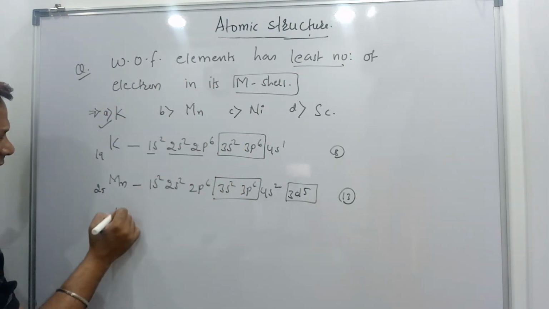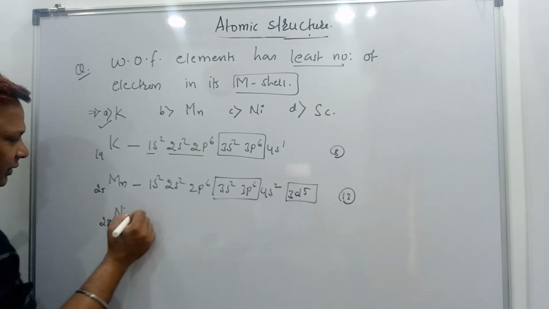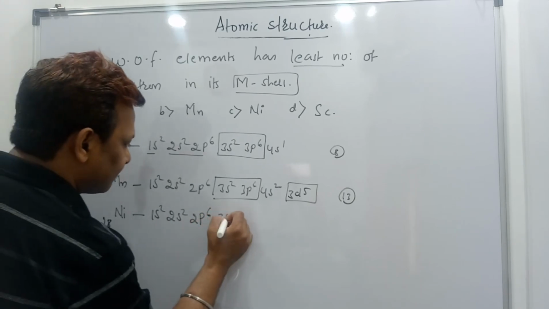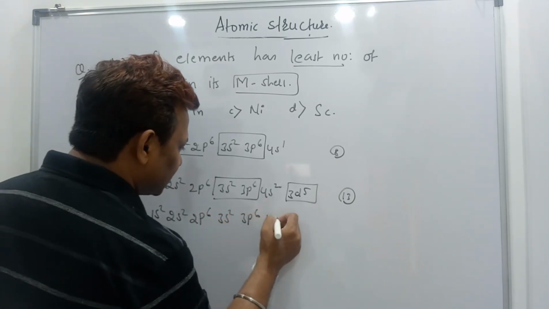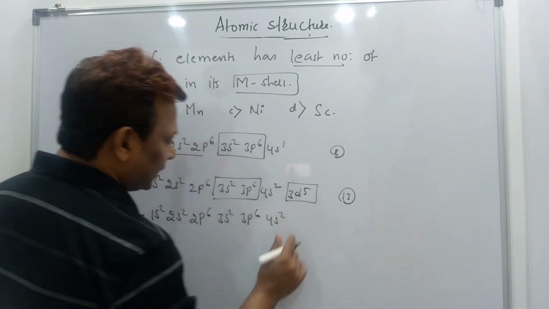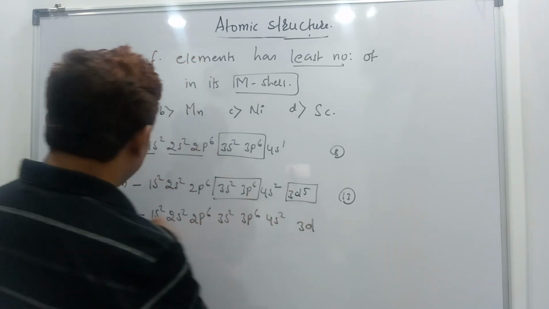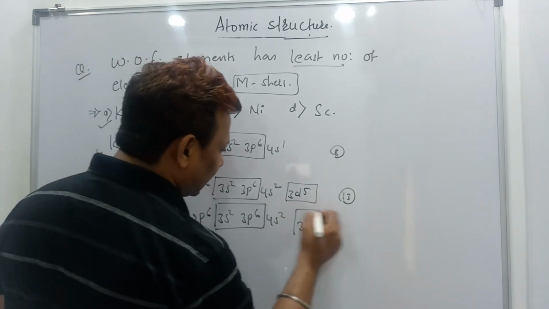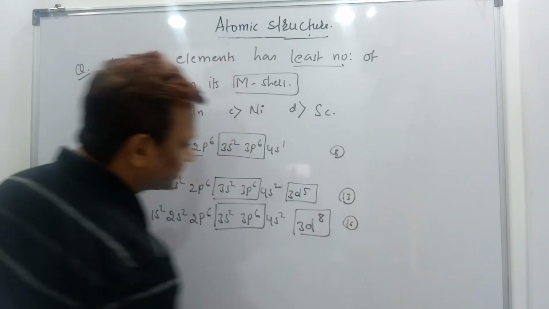We'll check with Ni also, beta. Ni atomic number 28. So it becomes 3p6 4s2. Then it becomes 20, and the remaining 8 make it 28. See, beta, 6 plus 2, 8, plus 8. Total electrons in the M shell is 16.